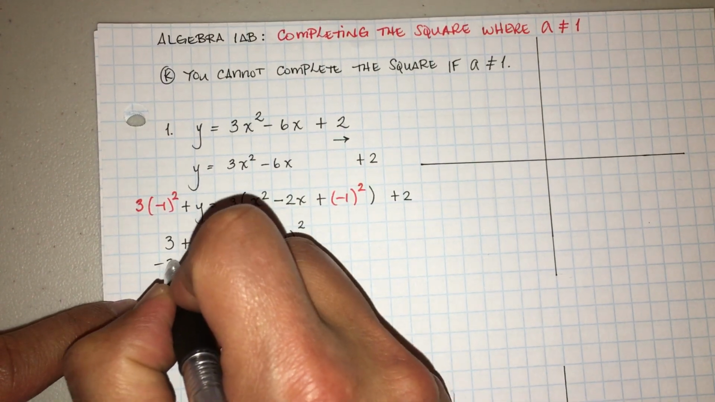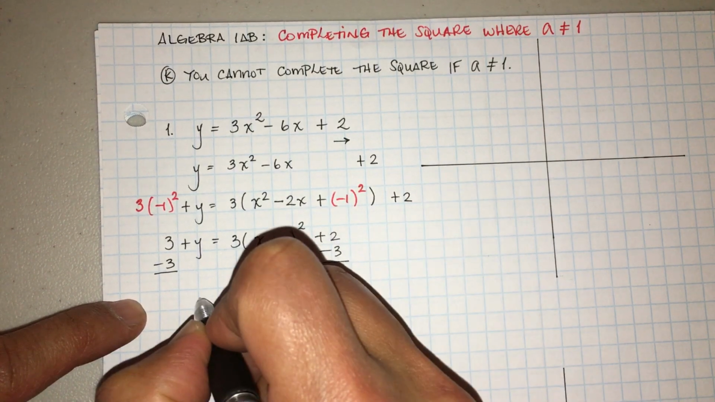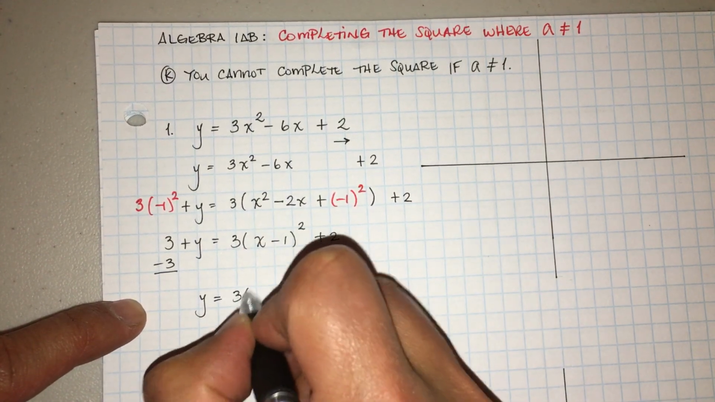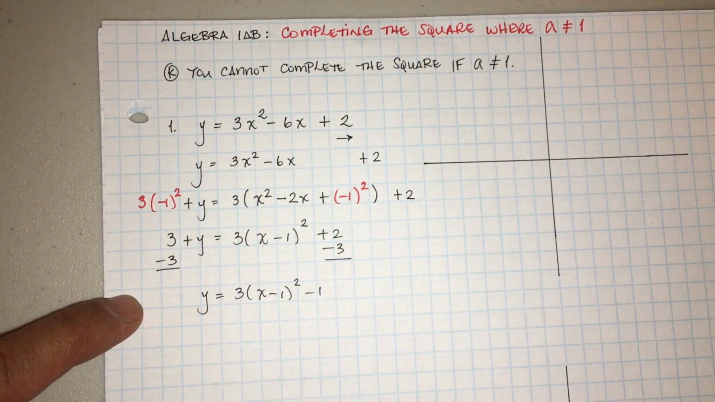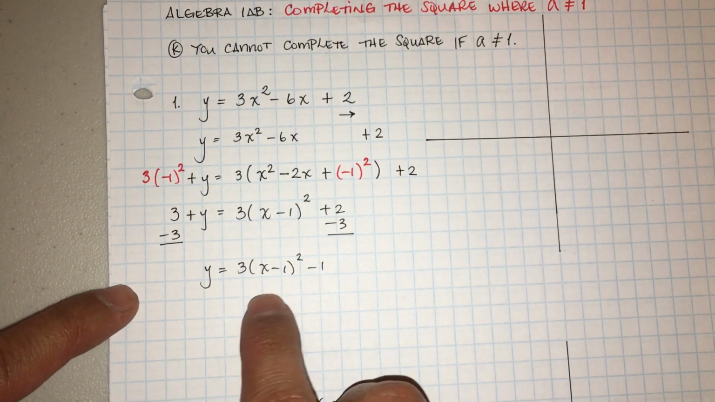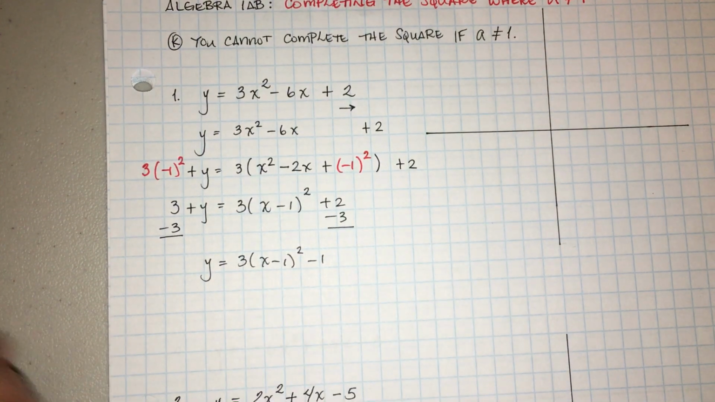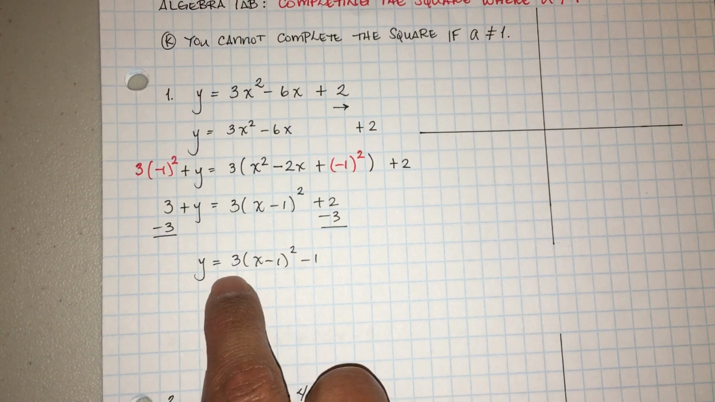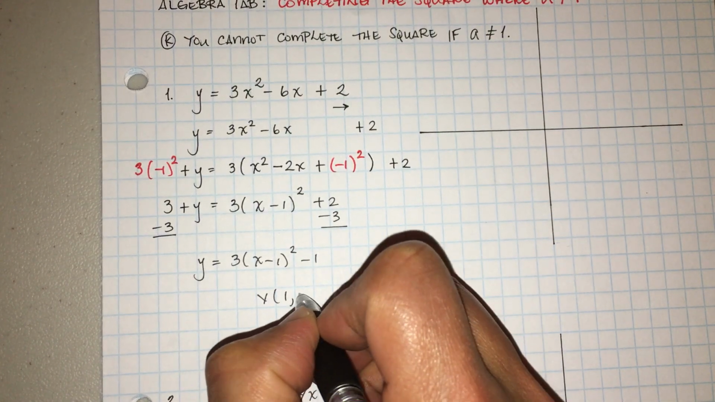So then we just go ahead and subtract 3 on both sides. Okay. Vamos a restar 3. So now we have y equals 3 times x minus 1 squared, 2 minus 3 is negative 1. Okay. And then you see you have this parabola, but it's a little bit more narrow. Todavía tienen la parábola, pero un poquito más delgada. So now your vertex is 1, comma, negative 1.